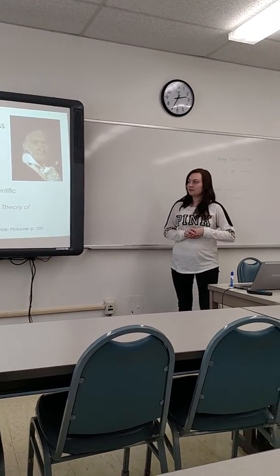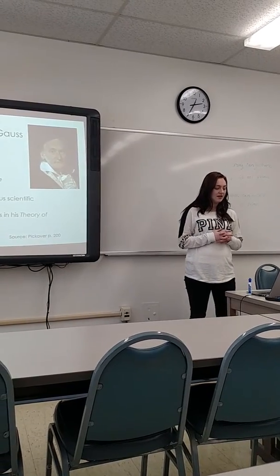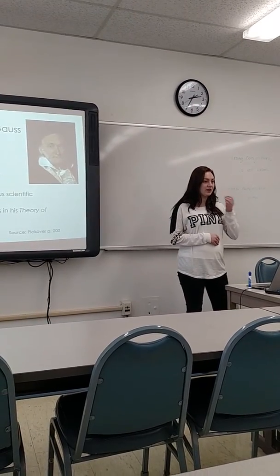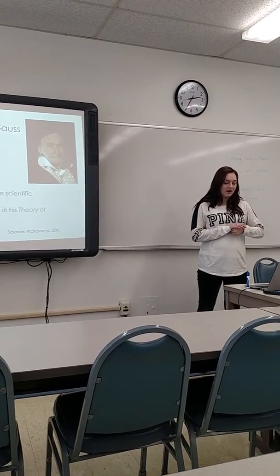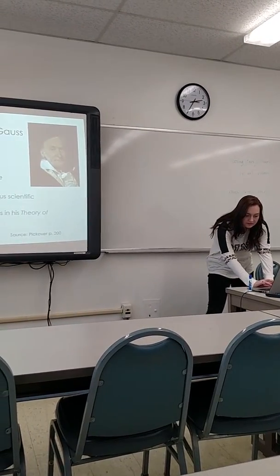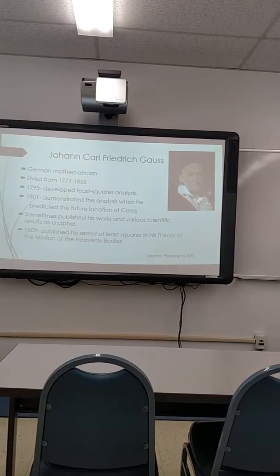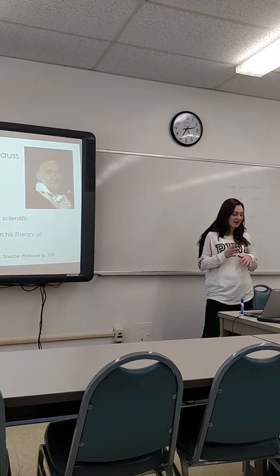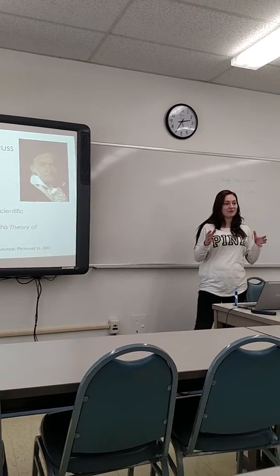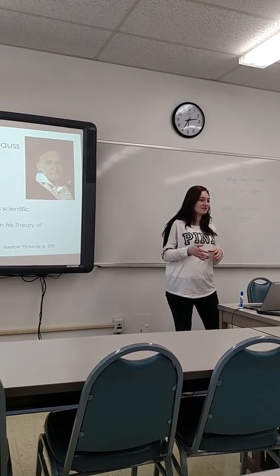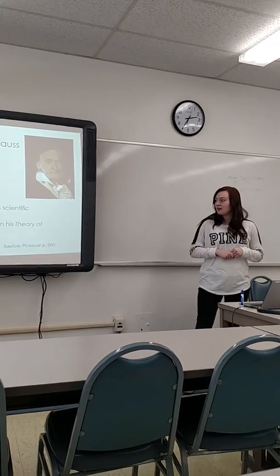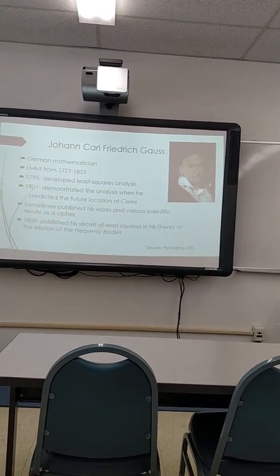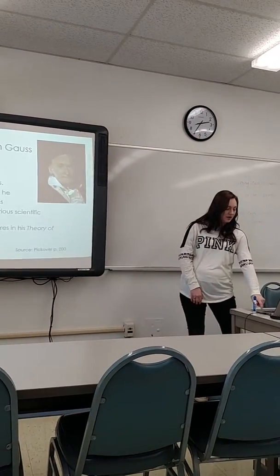In 1795, he developed the least squares analysis, and then in 1801, he showed it by finding the future location of an asteroid named Ceres. Sometimes he published his work, other times he just wrote it as a cipher so that other people couldn't read it. This way, if other people found out after him, he could say, no, actually I figured it out first, so people weren't claiming his work. He published his secrets of least squares in his Theory of Motion of the Heavenly Bodies.